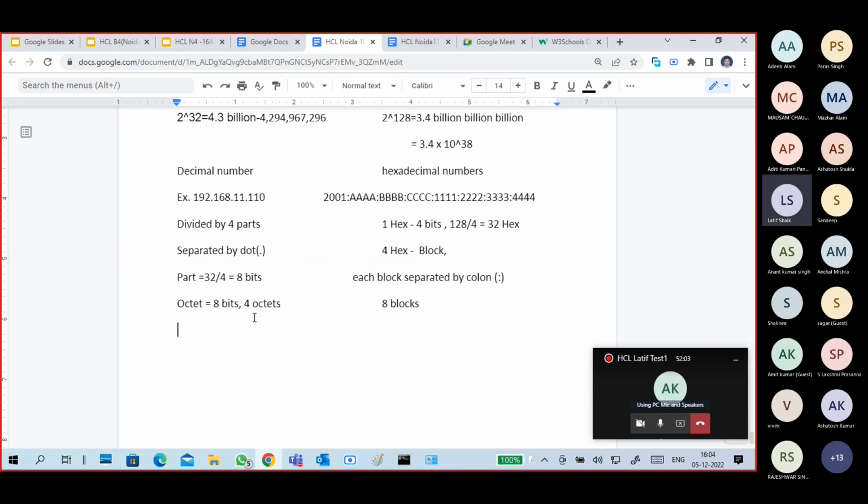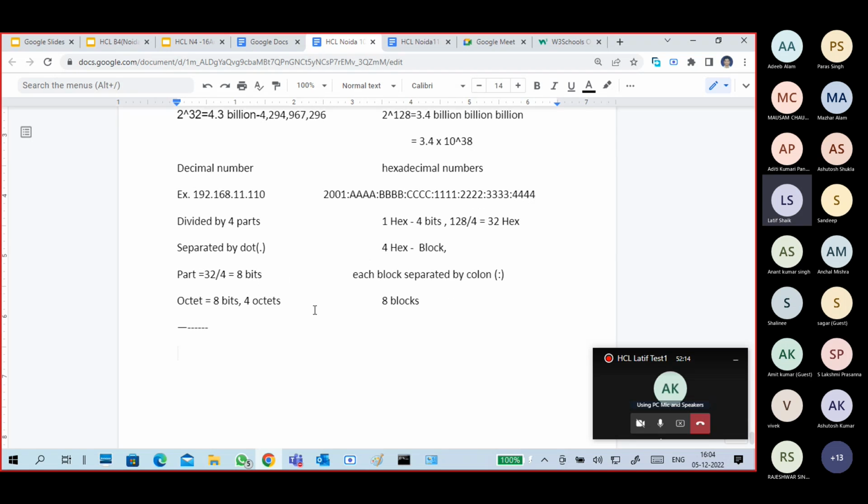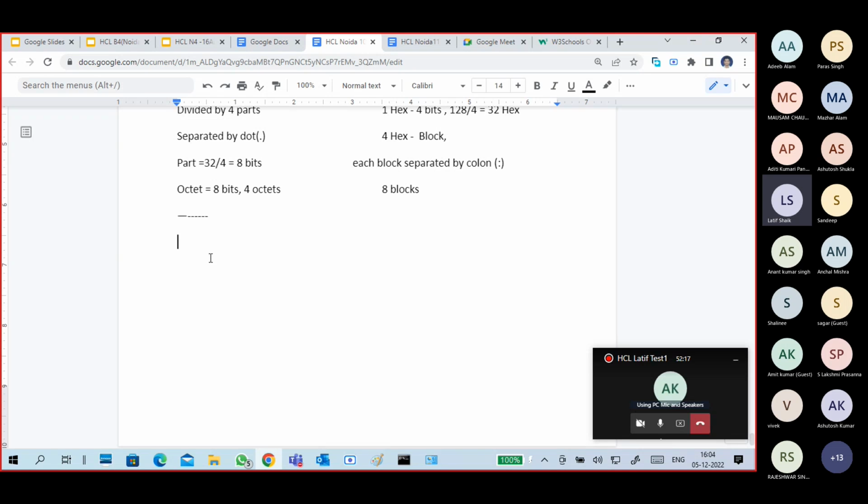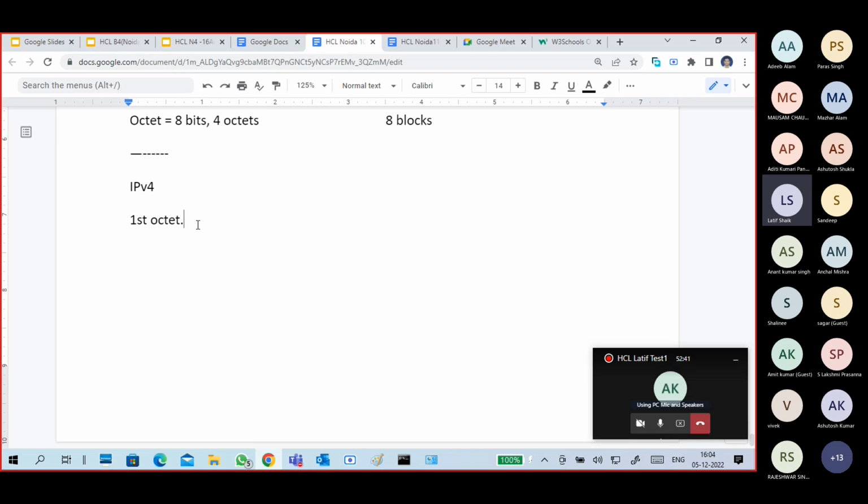So from here, I will talk about IPv4, because IPv6 is also there. This is only for a small comparison, small points. Of course, some other comparison points will also come. So this is how IPv4 looks. I said it contains 4 octets. The first one we call the first octet. Now it is clear, I think.